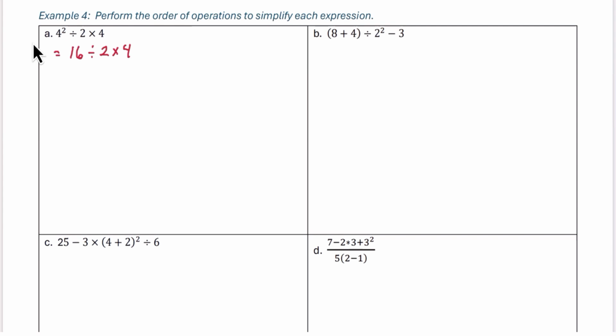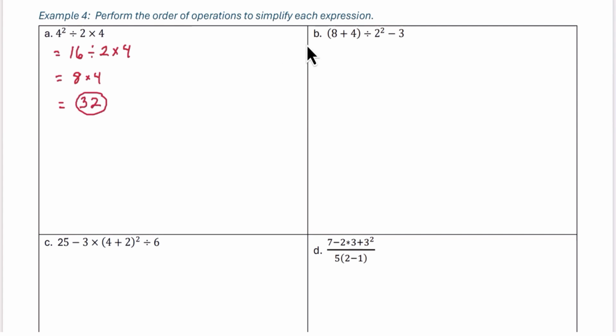The next step in the order of operations is multiply and divide, but we have to go in order from left to right. In the English language, we typically read left to right. We're going to do the same thing here. So when we read this in order, we are going from left to right. Notice that division comes first. 16 divided by 2 is 8. Then we have 8 times 4. So just one more step here. 8 times 4 is 32.